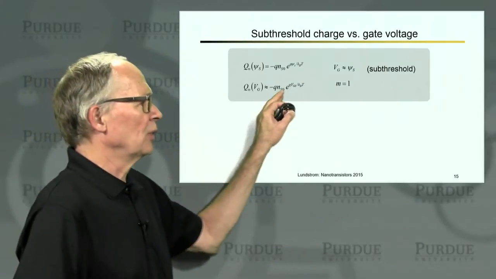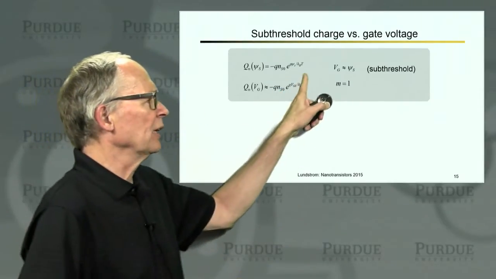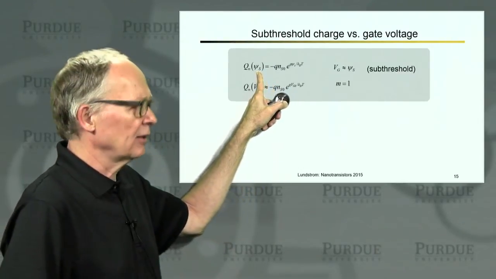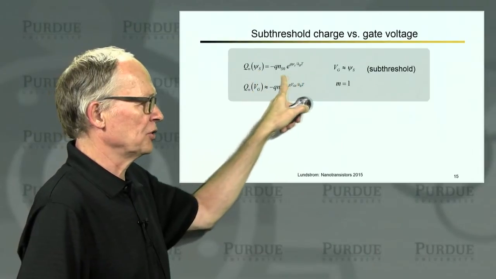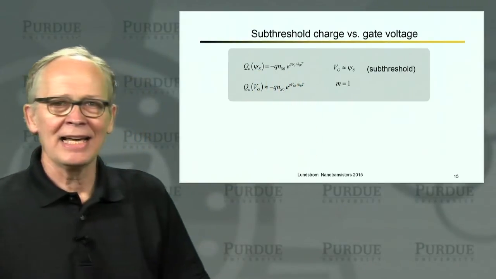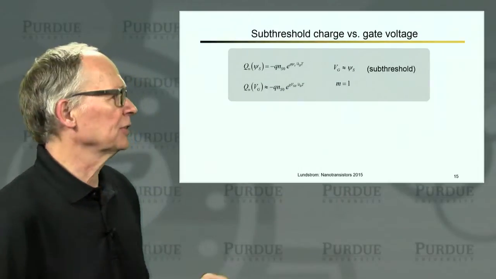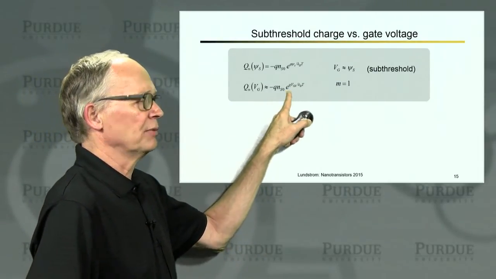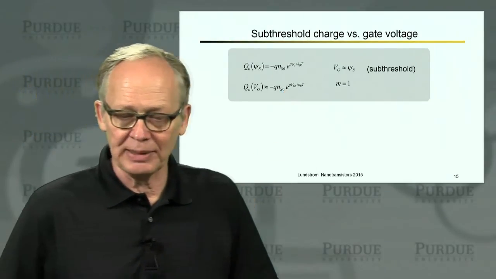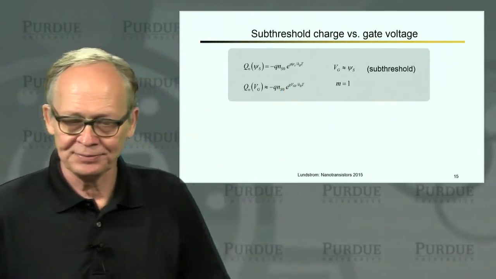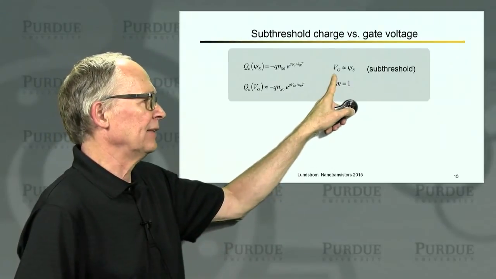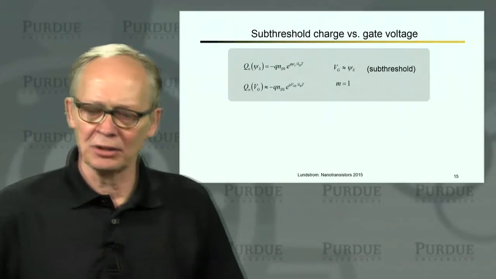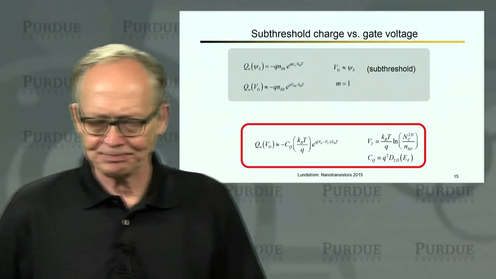So here's a summary of what we've deduced. We can write the mobile charge in the silicon as a function of surface potential with this exponential relation. And because the gate voltage is equal to the surface potential in subthreshold, we can get the same kind of relation for the gate voltage dependence, and it looks exponential as well. So the key point is that the gate voltage is equal to the surface potential. This factor M that we had in the bulk is 1 in this case.